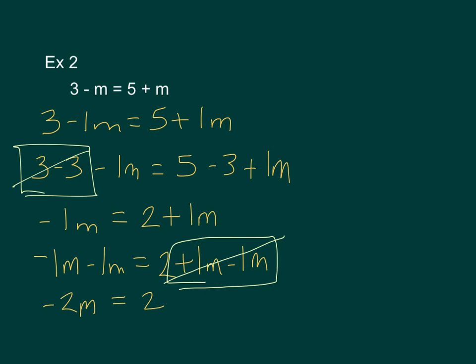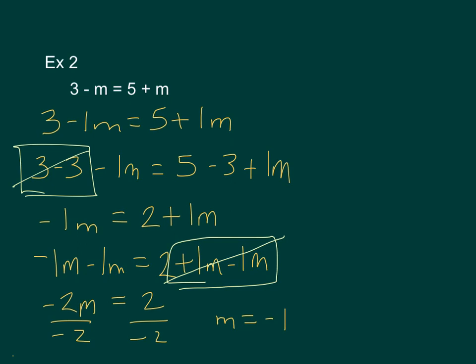And now to get m by itself, as it stands, I'm multiplying it by negative 2. I want to do the opposite of multiplying by negative 2. I want to divide by negative 2. And I've got to do the same to the other side if I do that. And I'm left with just, I'm going to write it to the side, m equals, well, 2 divided by negative 2 is negative 1.